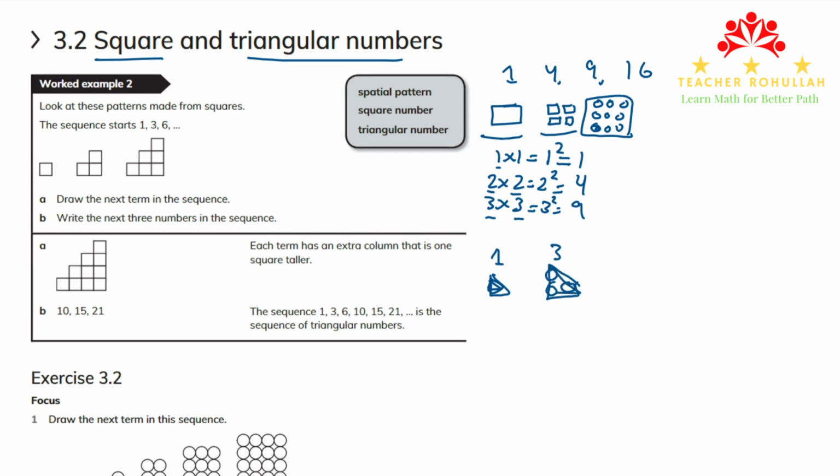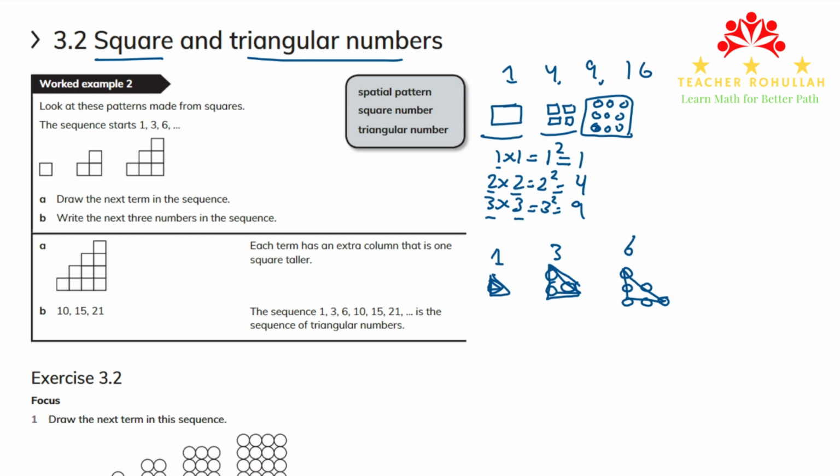An equilateral triangle. 6 is a triangular number. How? Because it gives us a triangle. So 1, 2, 3, 4, 5, 6. This gives us an equilateral triangle. So the numbers that can be arranged in a way that gives us a triangle are called triangular numbers.